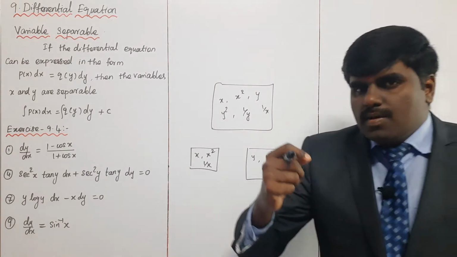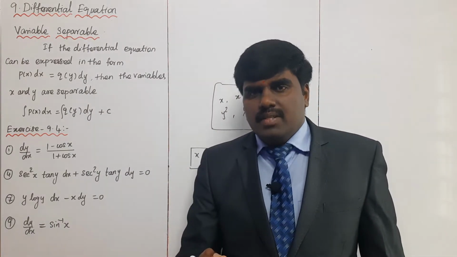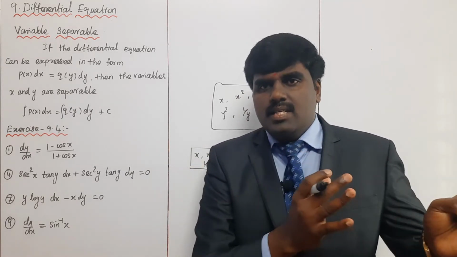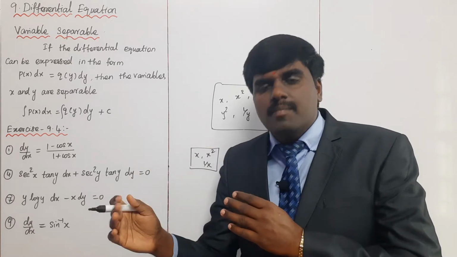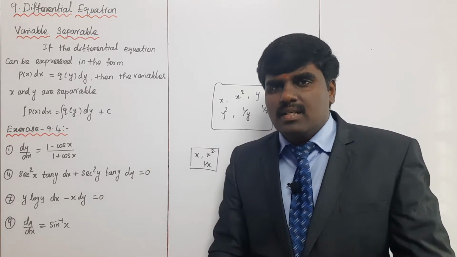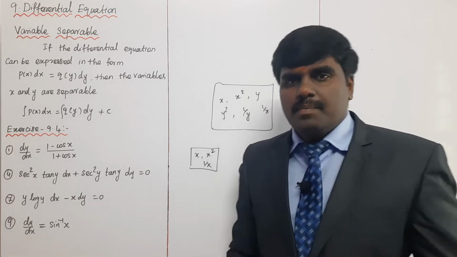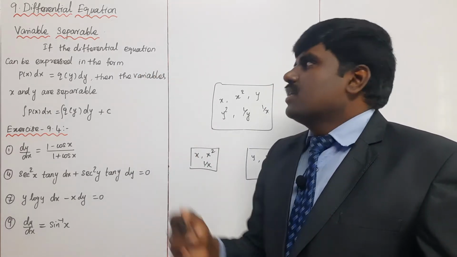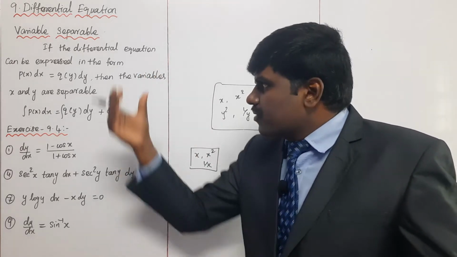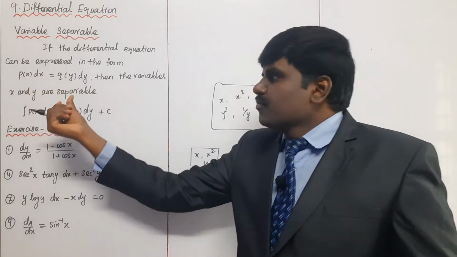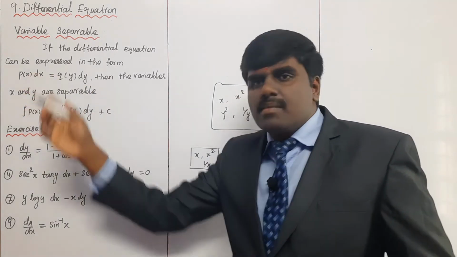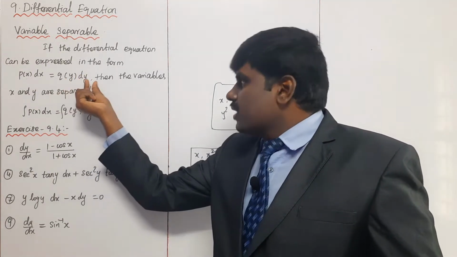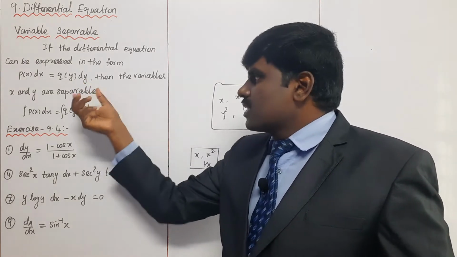Consider any differential equation where x and y terms are mingled. First I will segregate the x terms and y terms. Next you integrate. This method is called the variable separable method for differential equations. So what is it in general? In general, the differential equation can be expressed in the form f(x) dx, where all terms are in terms of x, and g(y) dy, in terms of y, which you integrate with respect to y. Then the variables x and y are separable.